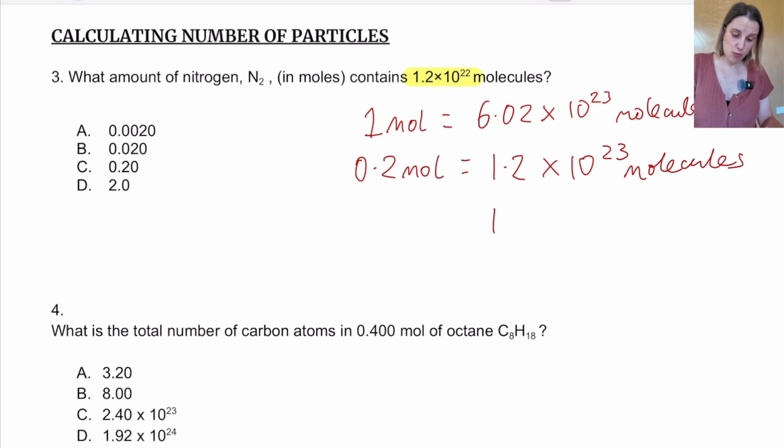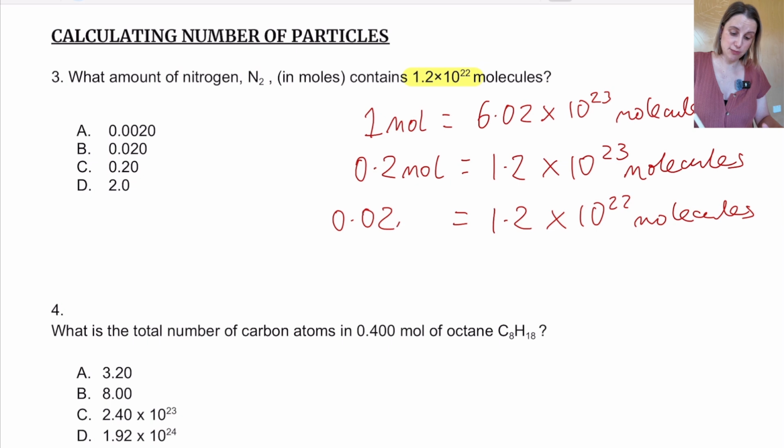So if I want this to be 1.2 times 10 to the 22 molecules, then what we need to do is go another order of magnitude smaller, and so we're going to get B, the 0.02 moles. With questions like this, it's really key to look at the options that are available to you. You know the answer is definitely not 2, because it's definitely not more than 6 times 10 to the 23, because you've only got 1 times 10 to the 22. So you know it's going to be smaller than 1, so you're just working out how much smaller than 1 it is.